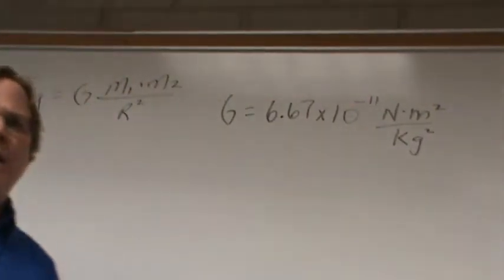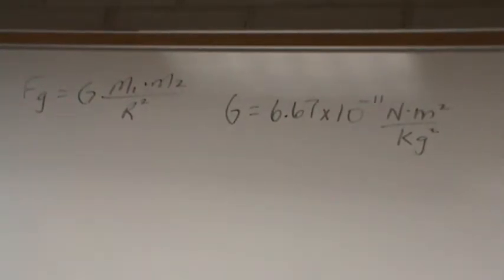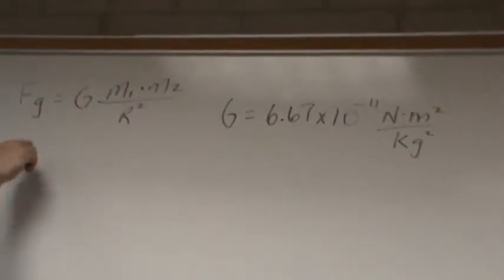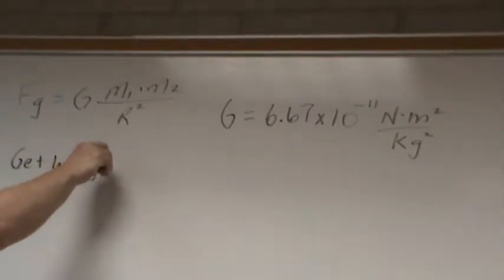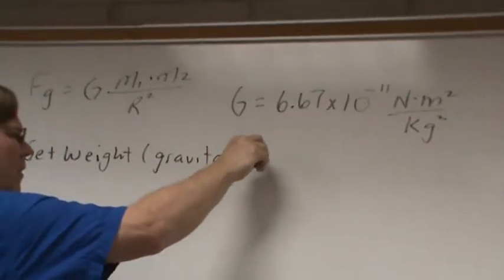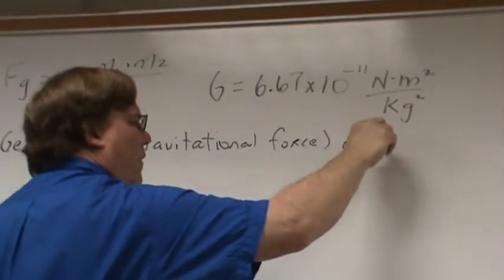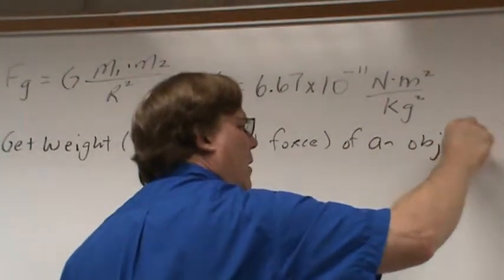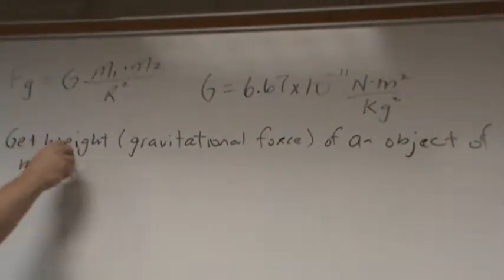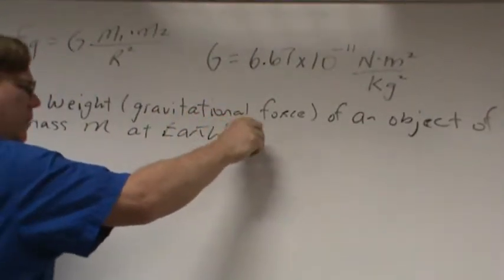I'd like to try something else now. I want you to get the gravitational force that is the weight of an object of mass m at Earth's surface. Get the weight, which is another name for gravitational force, of an object of mass m at Earth's surface.